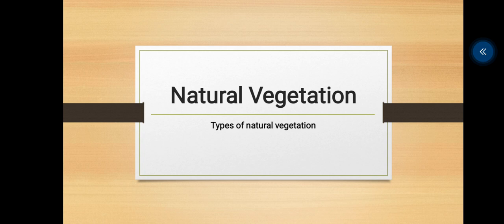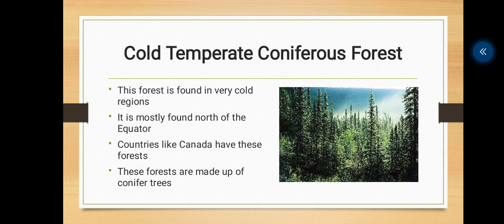So now, today we will learn about different types of vegetation found in different climates of the world. But let's talk about the cold temperate coniferous forest. These forests are found in very cold regions, mostly north of the equator. Countries like Canada have large areas of these forests, and these forests mainly consist of conifer trees. These trees are well adapted to survive cold climates and snowfall.